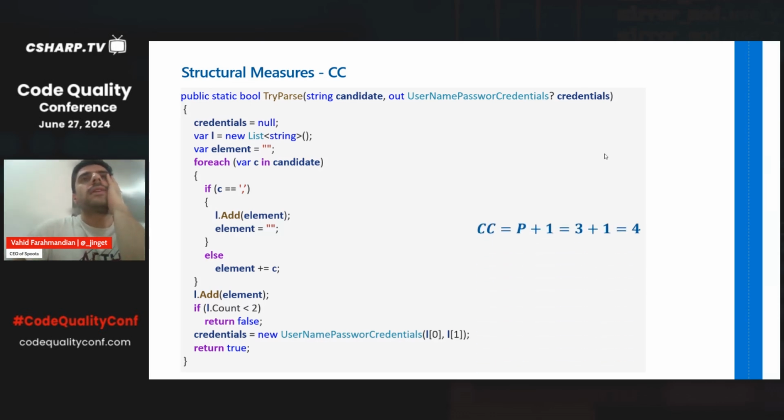In order to calculate cyclomatic complexity, it's P plus 1, where P is the number of predicates. For each if: 1, 2, and the third if here, 3. We have 3 predicates, 3 plus 1 is equal to 4. So from the cyclomatic complexity point of view, I can say that this code is a good code. It's not very complex code. Again, I'd note that from the cyclomatic complexity point of view, this code is not complex.